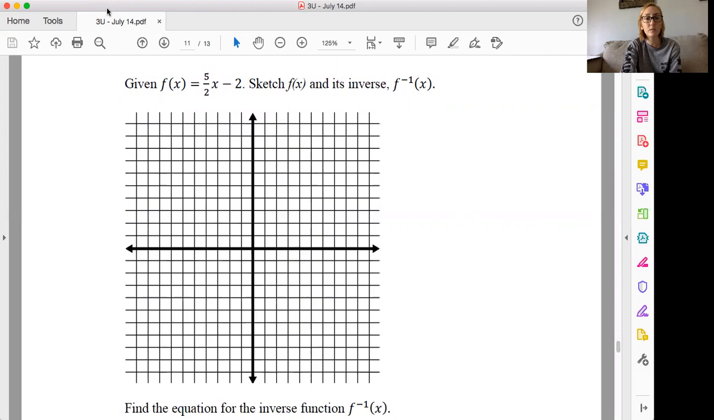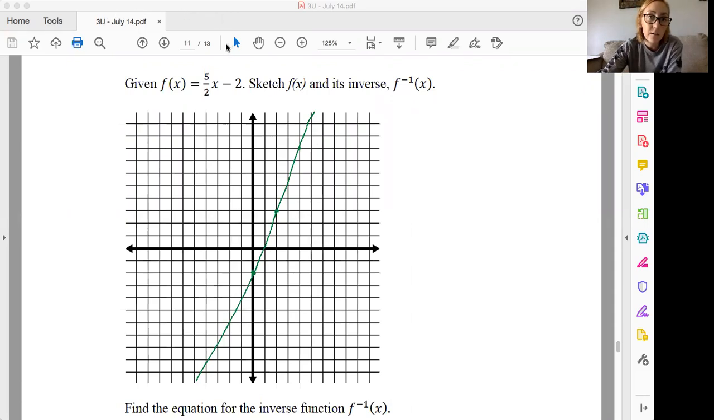Here they want us to graph 5 over 2 x minus 2. Our starting point for this guy is down here. If you remember from grade 9, you do rise over run. So your starting point is here. You go 1, 2, 3, 4, 5, and then over 2. 1, 2, 3, 4, 5, and over 2. That's going to make a line, which could be drawn better. So that's our original function.